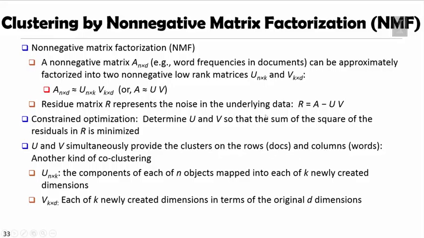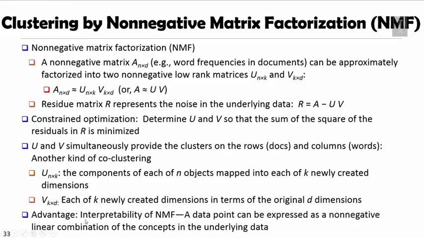Rows, you can think, are the documents. Columns are the words. Because you simultaneously cluster on rows and columns, it's a kind of co-clustering. That means U, as an n by k matrix, essentially gives the components of each of these n objects mapped into each of the k newly created dimensions. Then V, k times d, you can consider as each of the k newly created dimensions in terms of the original d dimensions.